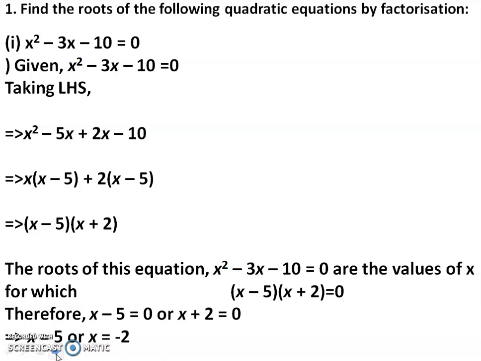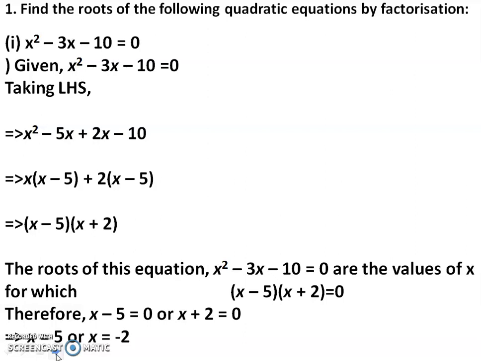The first question is x square minus 3x minus 10 equal to 0. The first step you have to do is compare the quadratic equation given to you to the general form of the quadratic equation. What is the general form? It is ax square plus bx plus c equal to 0. Here a is equal to 1, b is equal to minus 3 and c is equal to minus 10.